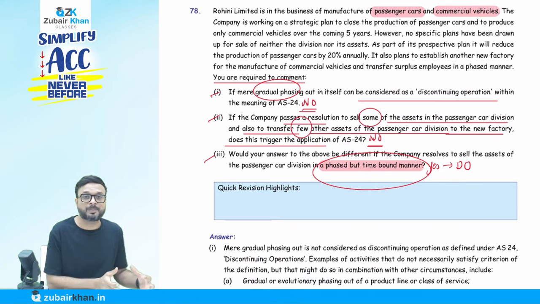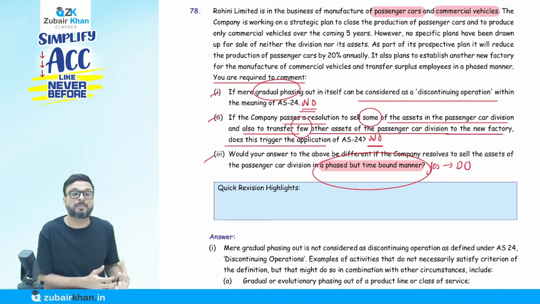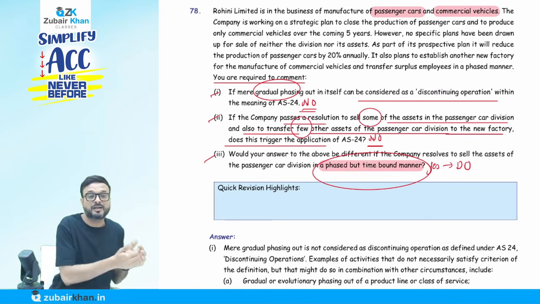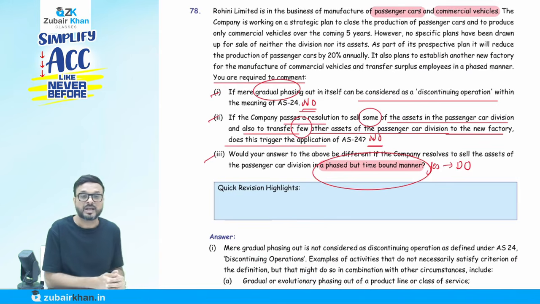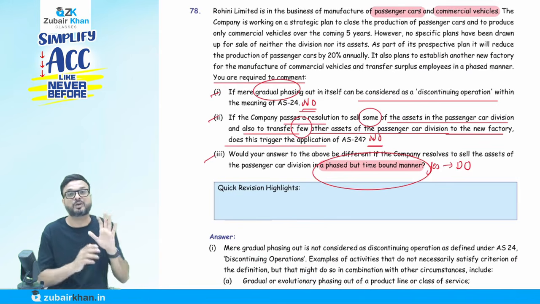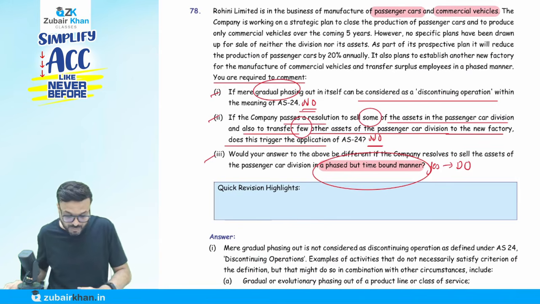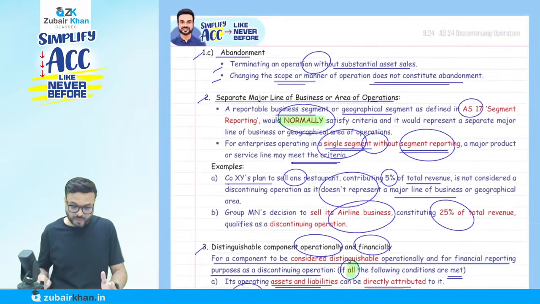Why? Because they made a plan that is phased out over a period of time, time-bound, like 2 years or 3 years. If they have made a detailed time-bound plan of how they will dispose of these assets and how they will discontinue, then it is a discontinuing operation. So this is all about accounting standard 24.